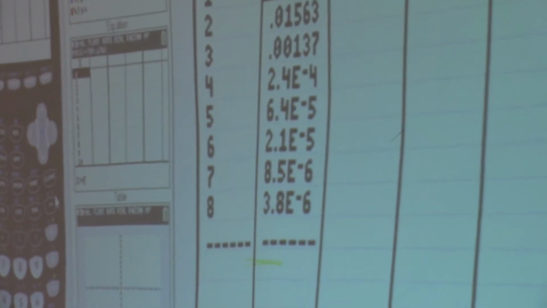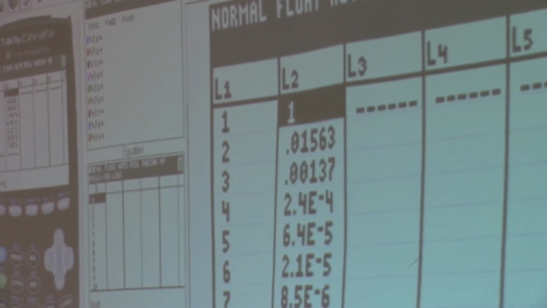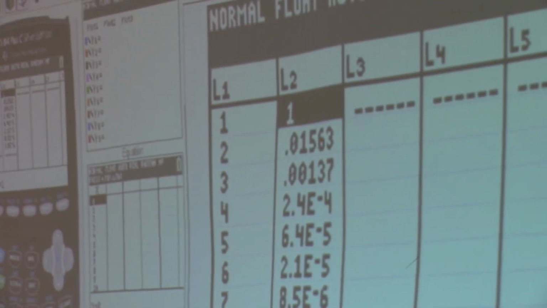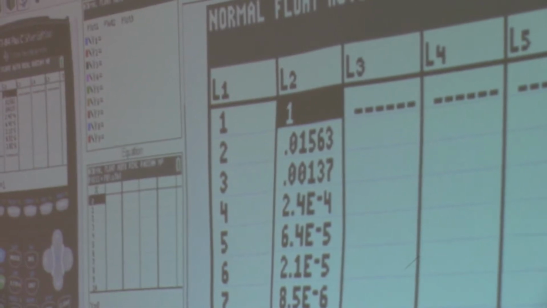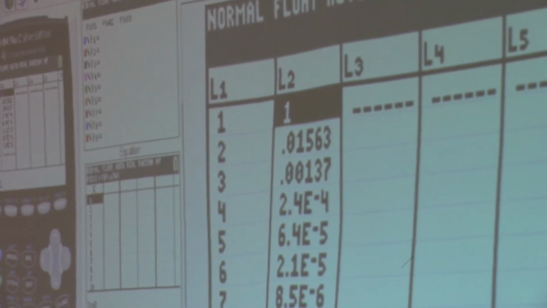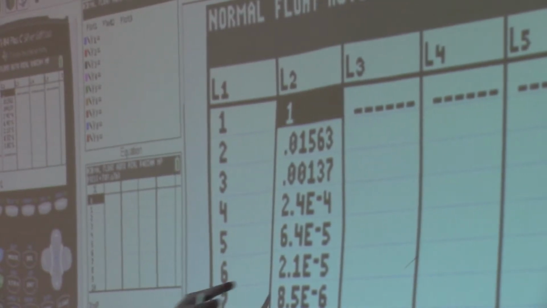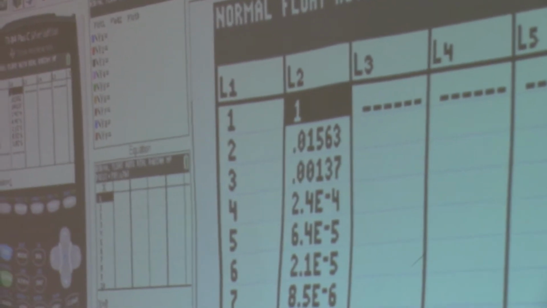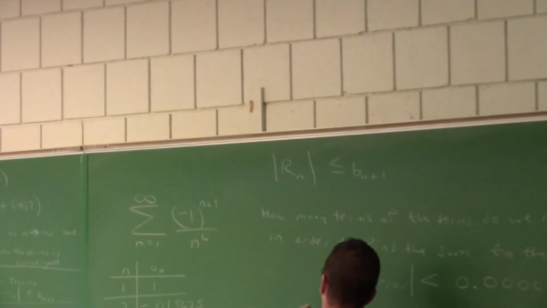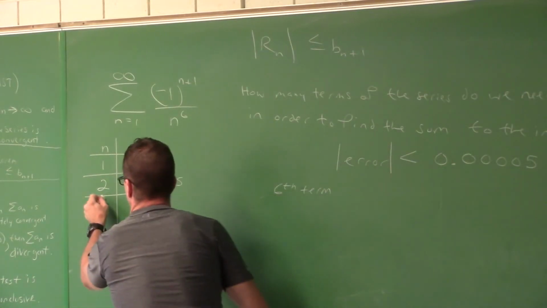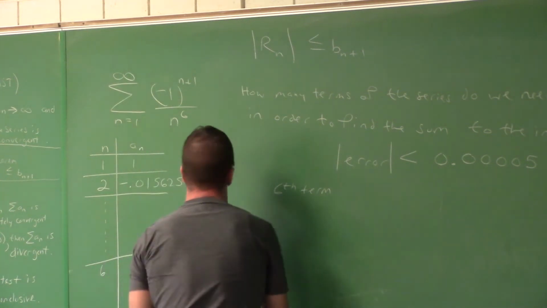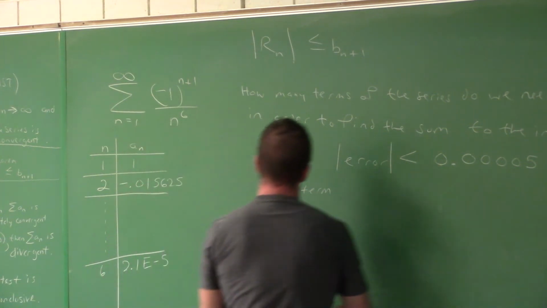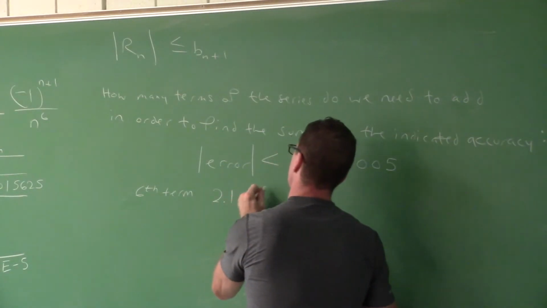All right. Which number is the first term to get lower than 0.00005, that's 4 zeros and a 5? Which one is it? It's the 6th term. Outstanding. It's going to be this number right here that says 2.1 e to the negative 5. So the 6th term was 2.1 e negative 5. That means 2.1 times 10 to the negative 5th power, right?